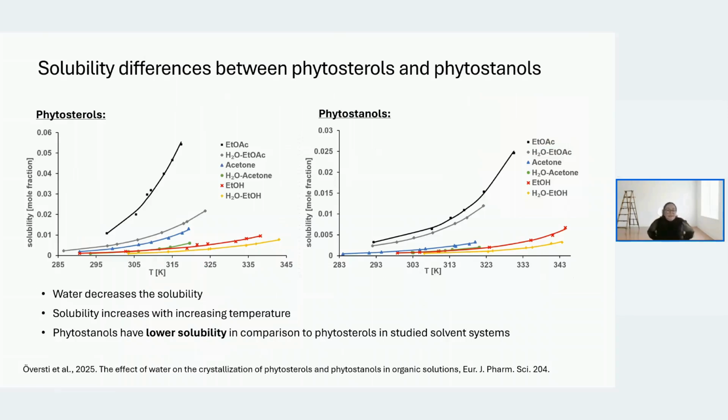Then some results: how phytosterols and phytostanols behave in different solvent systems. In this slide, you can see ethyl acetate, acetone, and ethanol as solvent systems, and the same ones including a small amount of water. What we can briefly summarize is that water clearly decreases the solubility of both materials. Solubility increases with increasing temperature. But most interestingly, phytostanols have much lower solubility compared to phytosterols.